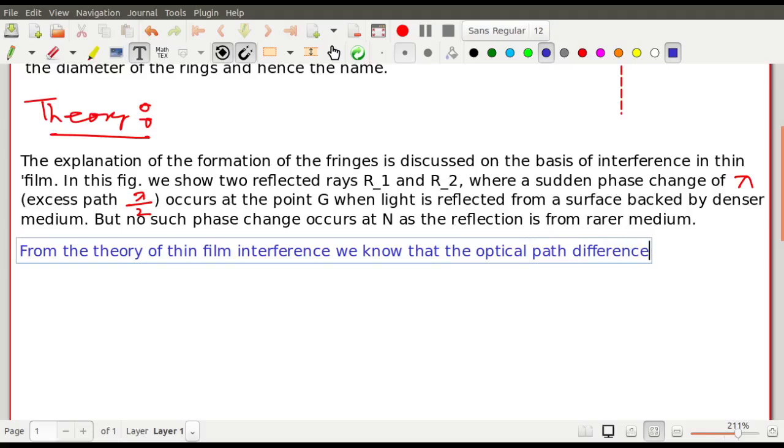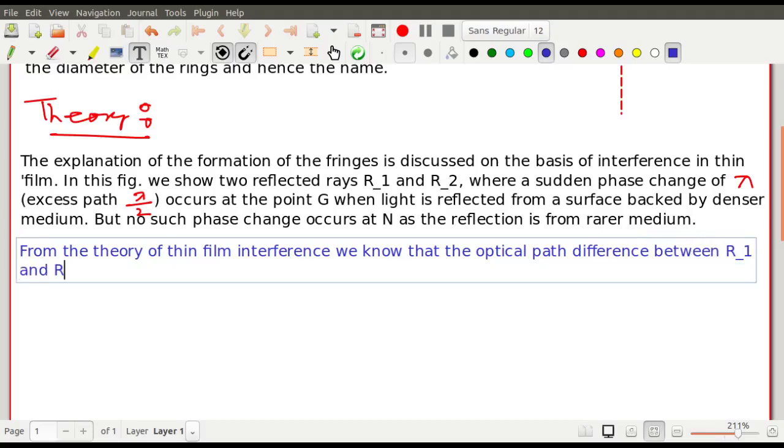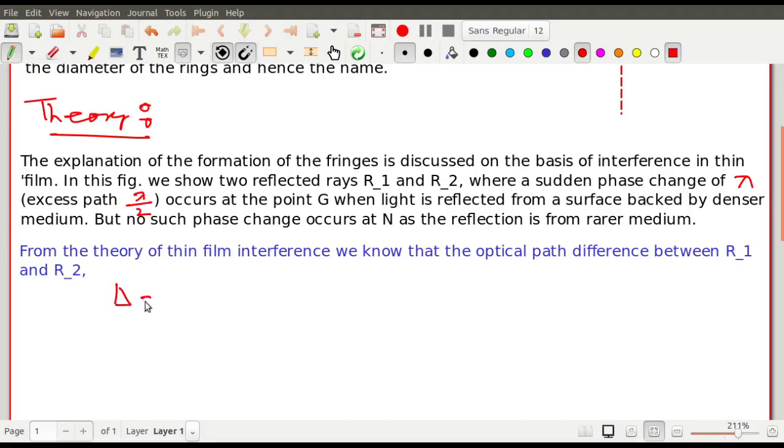between R1 and R2 will be given by what? Delta equals, you know that it is simply 2 mu t cos r, and due to the other effects, that is the sudden phase change from the denser medium, there will be some extra path, and in this case this is lambda by 2. And why this is a plus sign over here: I have already mentioned that the convention I am going to follow is that the path difference is R2 minus R1.